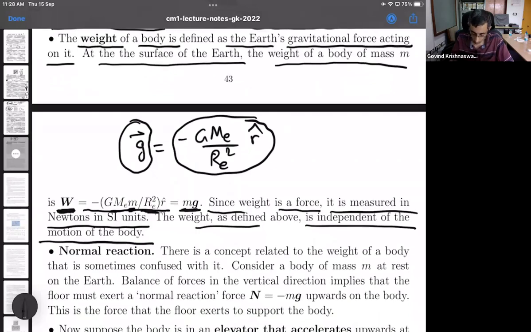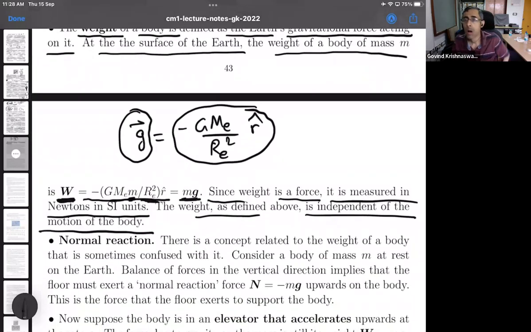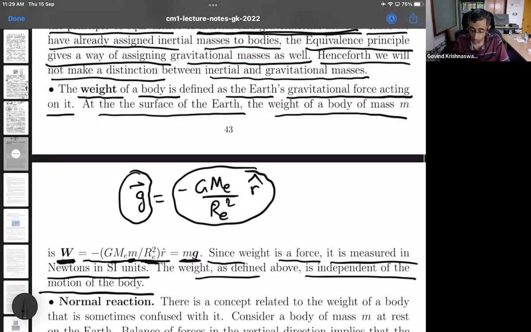Right. Now, briefly, I want to introduce another concept called normal reaction. But any question before I do that?